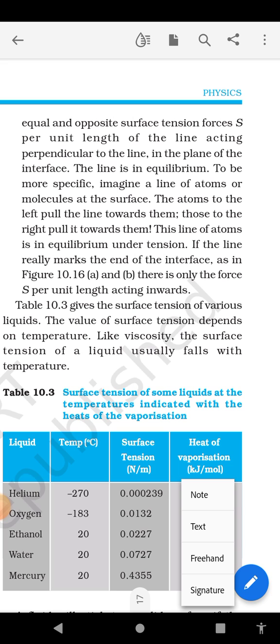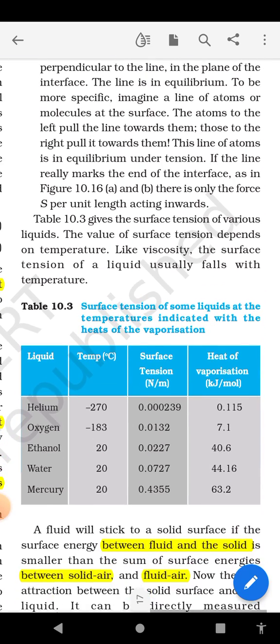If the line really marks the end of the interface, as in figure 10.16 A and B, there is only the force S per unit length acting inwards. Table 10.3 gives the surface tension of various liquids. The value of surface tension depends on temperature.